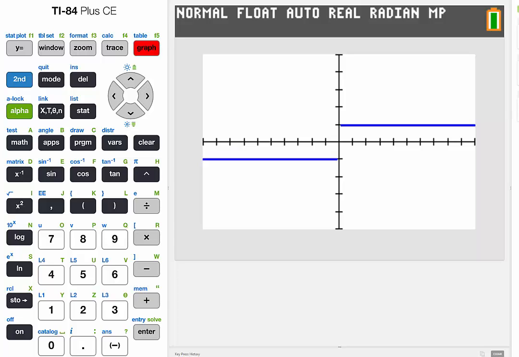Essentially what we get is a horizontal line with a y value of -1 to the left of 0, and a horizontal line with a y value of +1 to the right of 0, and there is no value at 0. If we press the trace key and type in 0 and hit enter, we'll see that we get y is equal to nothing.